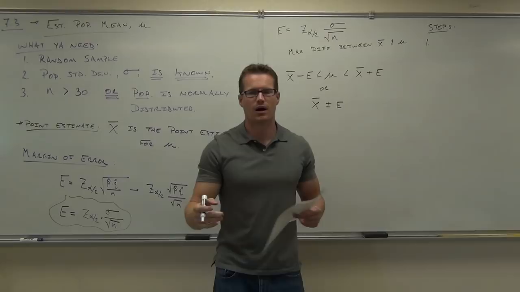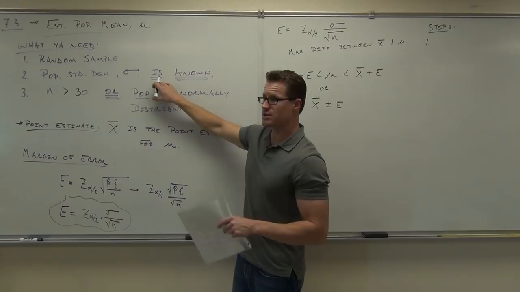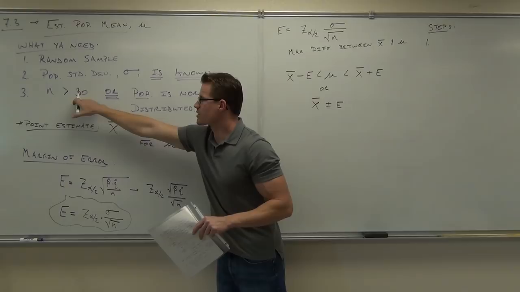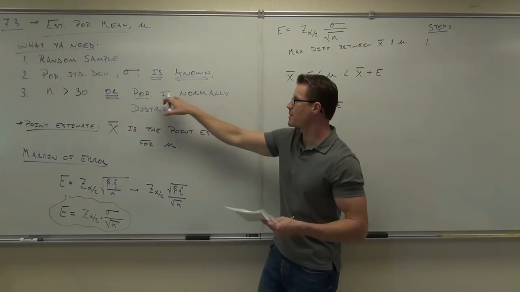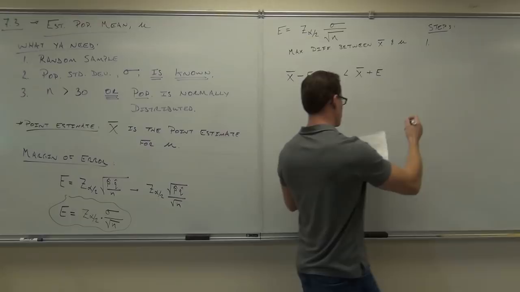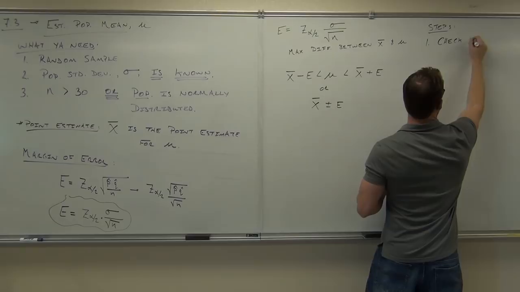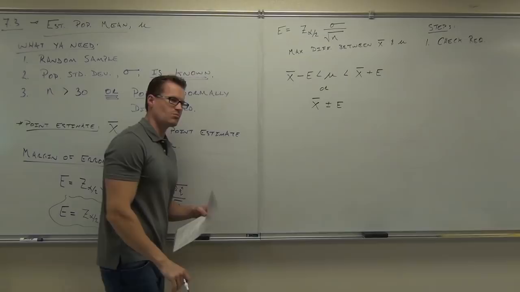We're going to check to see whether you have your sigma note. It's got to say up there, "assume the population standard deviation is." You've got to have that. And then we're going to see whether our sample size is bigger than 30. If it is, great. If it's not, we have to have this statement: the population is normally distributed. We've got to check those requirements. First thing, check requirements. They've got to be met.